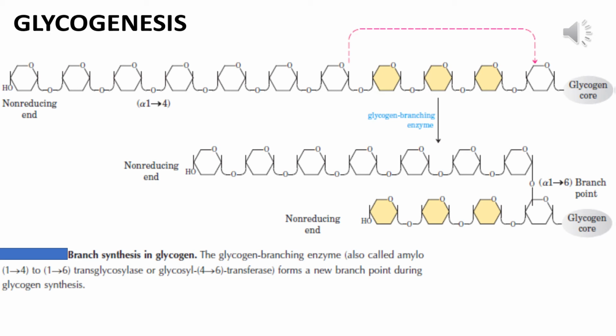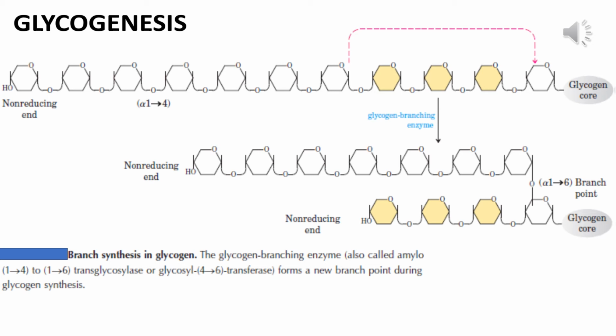What is this enzyme doing? It is cutting a segment of glucose residues bonded by alpha 1,4 linkages, and one of the glucose residues at the reducing end is bonded to the fourth glucose residue from the cut point at carbon number 6 by means of alpha 1,6 linkage. Look at the figure here.